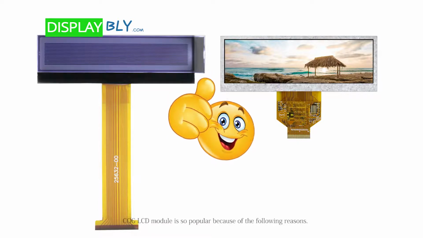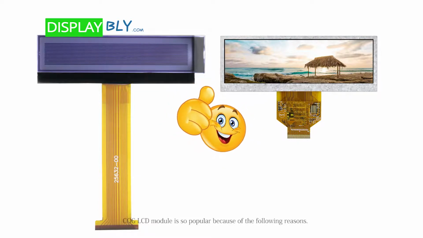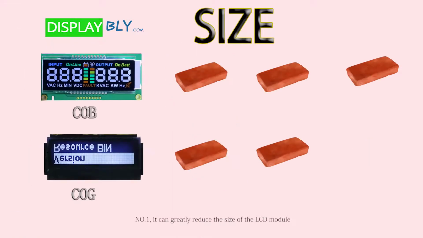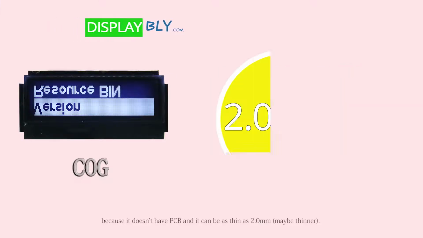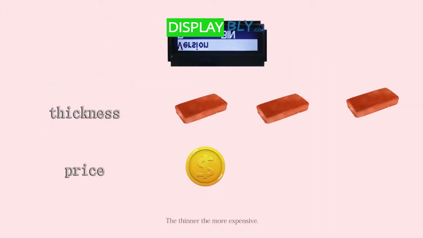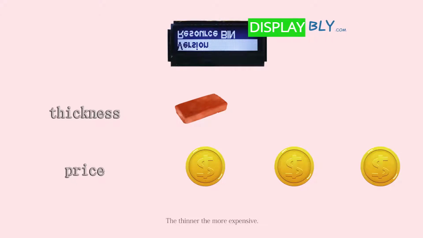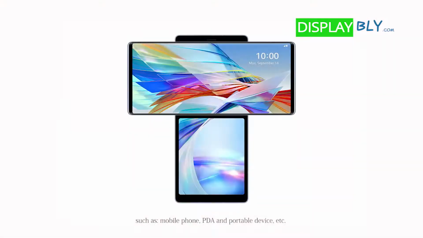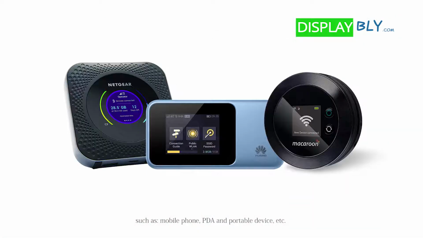COG LCD module is so popular because of the following reasons. Number 1. It can greatly reduce the size of the LCD module because it doesn't have a PCB and it can be as thin as 2 millimeters, maybe thinner. The thinner, the more expensive. Number 2. It has a simple structure and is easy for mass production of consumer electronic products, such as mobile phones, PDAs, and portable devices, etc.